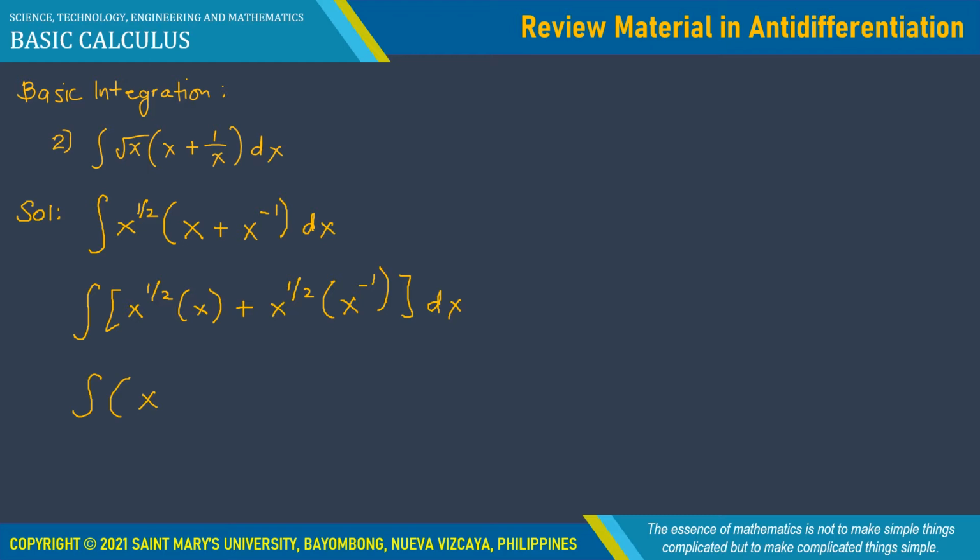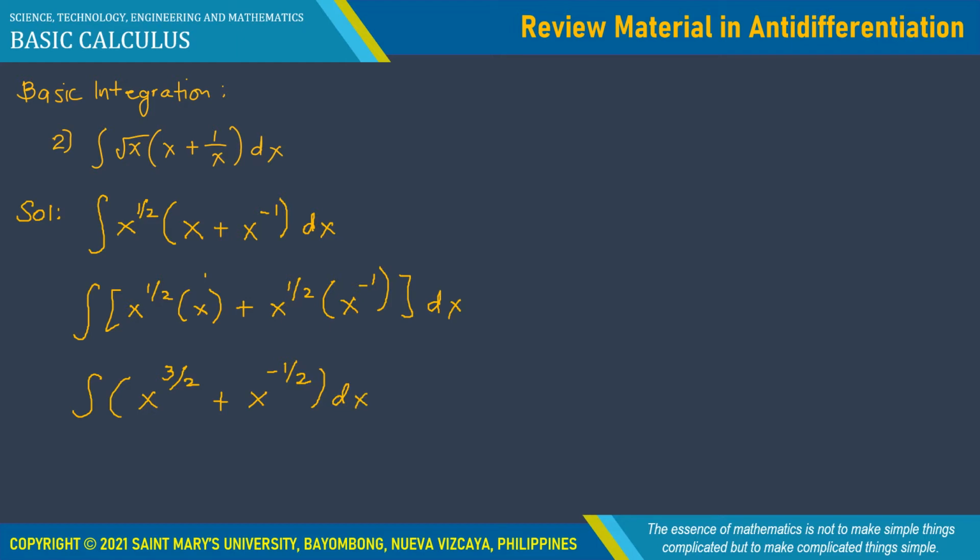So alam natin ang exponent ni x is 1. So kapag minultiply, pareho ang base. Ang gagawin lang, i-add ang exponent. So 1 half plus 1, 1 half plus 1 is 3 over 2. Okay? Plus x to the 1 half times x to the negative 1. So 1 half plus negative 1 is negative 1 half. So yan, pwede natin siyang i-integrate using the power rule.